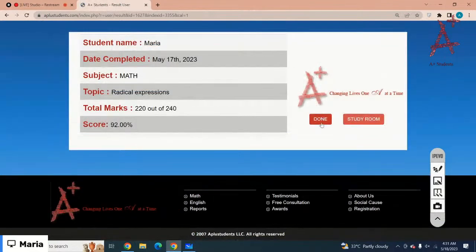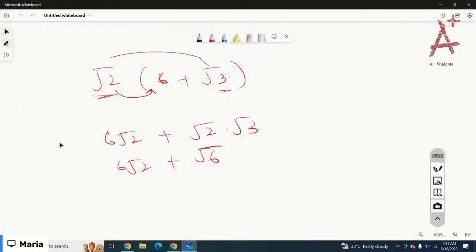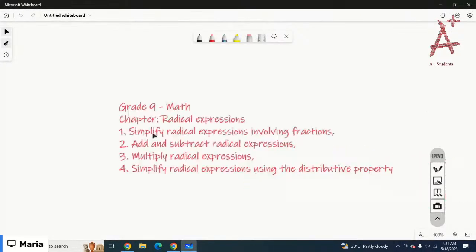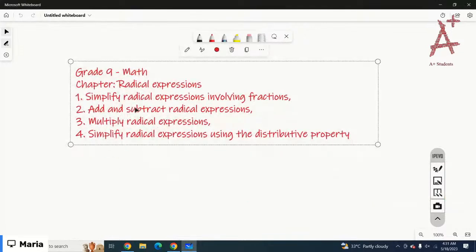Okay, we are done with the lesson. So we were working on grade 9 maths. The chapter we were working on is radical expressions. And the lessons we have covered today are simplify radical expressions involving fractions, add and subtract radical expressions, multiply radical expressions, and simplify radical expressions using the distributive property.